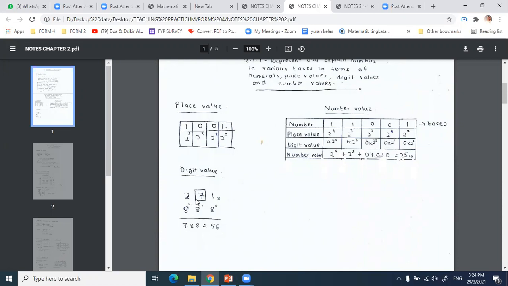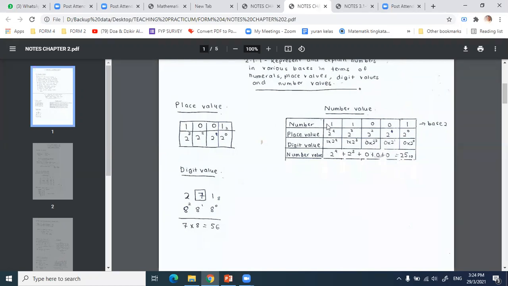Okay, for example, I want to find the digit value for number 2. So I will multiply 2 with 8 to the power of 2. Okay, and that is the answer. In this table, I summarize everything, which is the place value, digit value, and also number value.